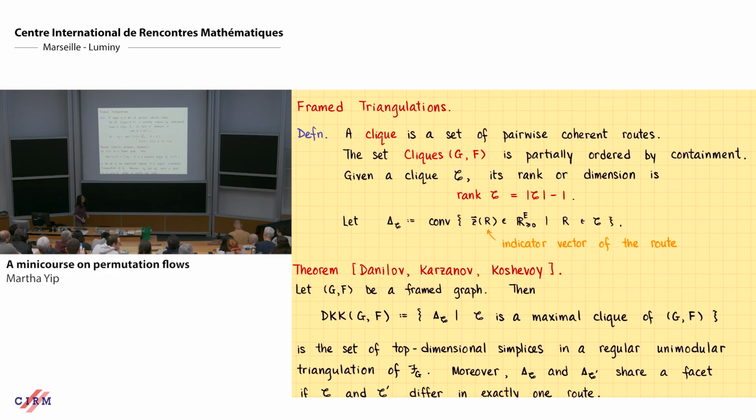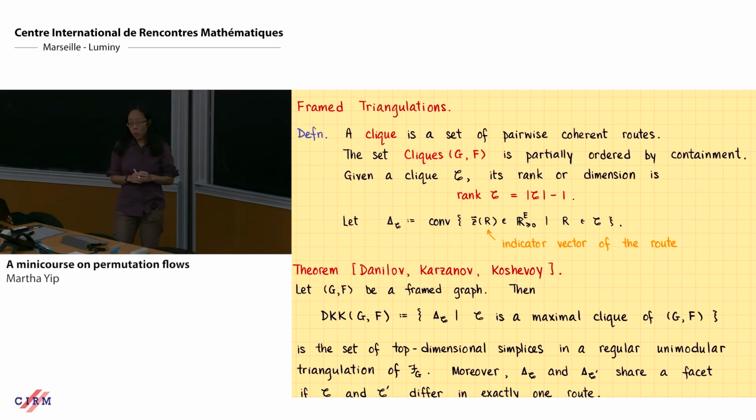Okay, almost there to the big theorem. So we have a notion of when routes are coherent. A clique is a set of pairwise coherent routes. This set is partially ordered by containment. And given a clique, we define its rank or its dimension to just be one less than the size of the clique. And I'm going to let delta C denote the convex hull of the indicator vectors of routes.